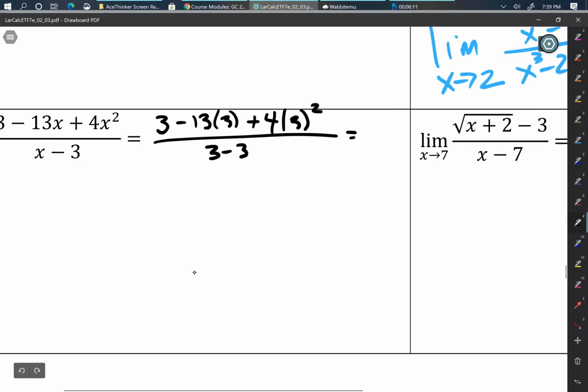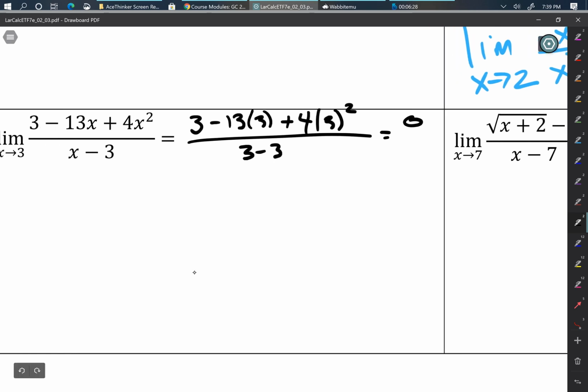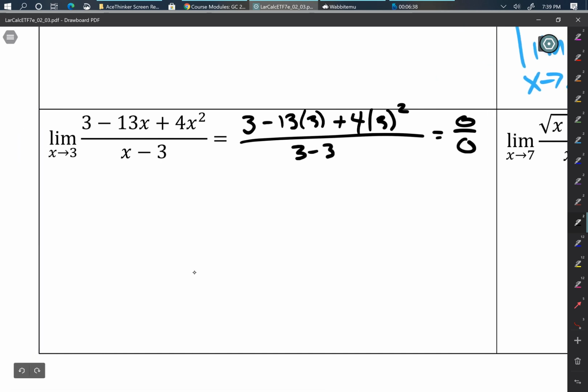Let's see, upstairs I've got what? 13 times 3. I got 3 minus 39 plus 3 squared 9, 4 times 3, 36. 0. Downstairs I have 0. 0 divided by 0. That means that this thing is going to have a hole in the graph, and I should be able to factor it out.